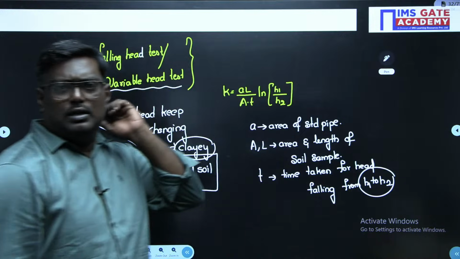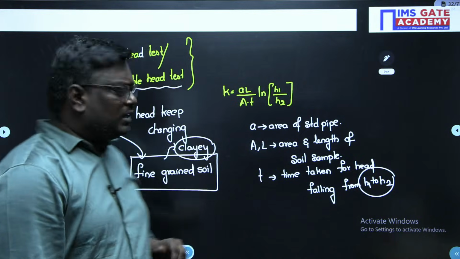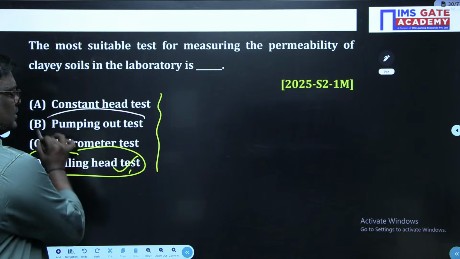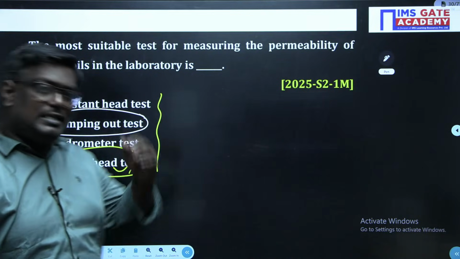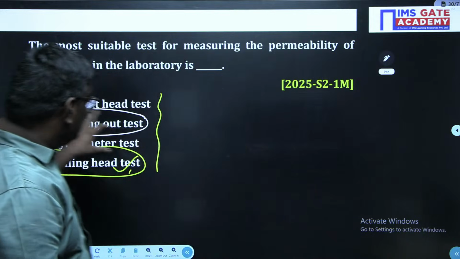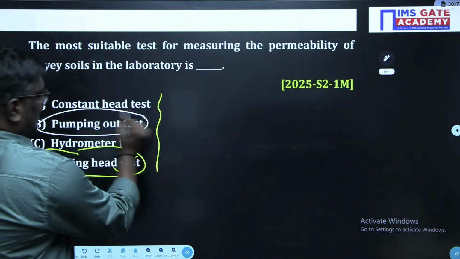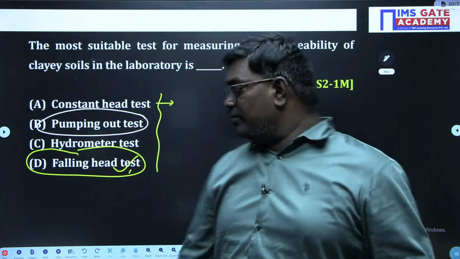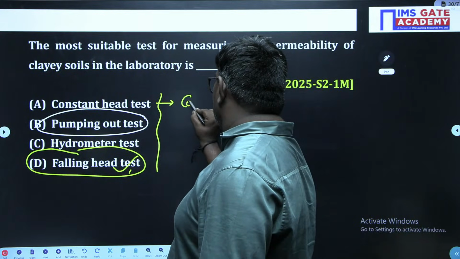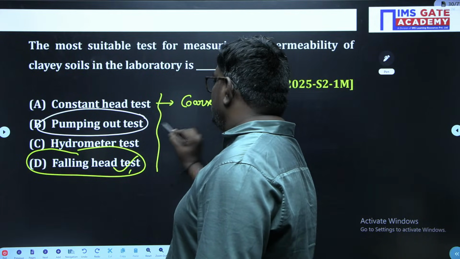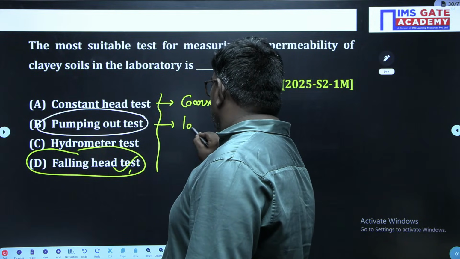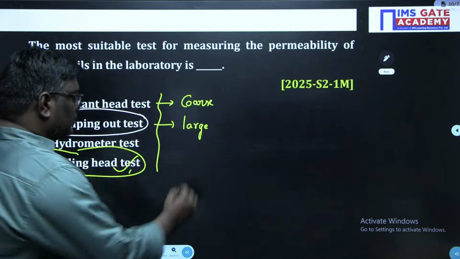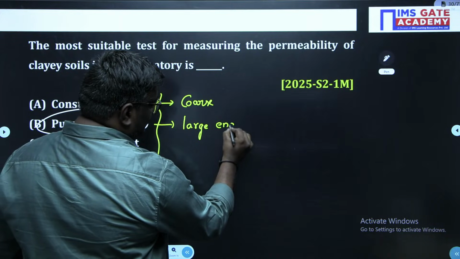Okay. T is the head falling from what, sir? H1 to H2. Sir, see, this pumping out test is used for large engineering projects. I am telling you this because if you remember it this way, you will get more benefit. Constant head test is useful for what, sir? Coarse grained soils. Pumping out test is helpful for large engineering projects.